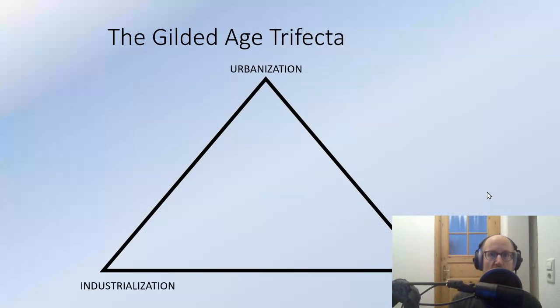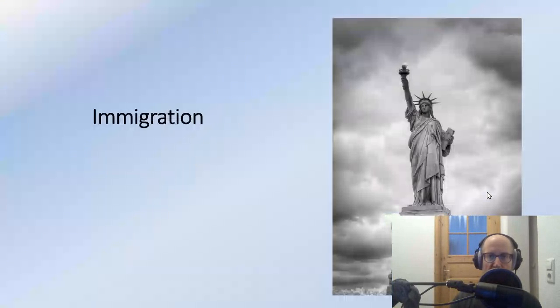Yeah. So when we're talking about the Gilded Age, we talk about three important processes: industrialization, urbanization, and immigration. And the three complement each other. Yeah. And we've already talked about in this class, industrialization. Today, we're going to talk about immigration, urbanization, and reactions to both. Let's talk about immigration first.